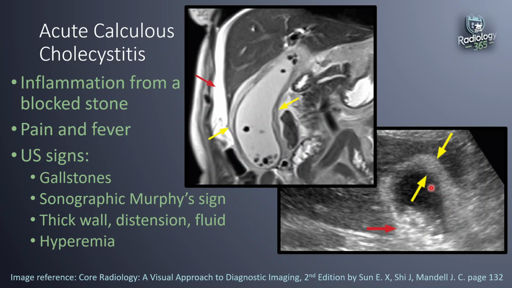Now in this ultrasound image, which is also acute calculous cholecystitis, it's an oblique sagittal ultrasound through the gallbladder, and it demonstrates a thickened echogenic gallbladder wall. The gallbladder contains numerous tiny echogenic gallstones here. So this is also a case of acute calculous cholecystitis.